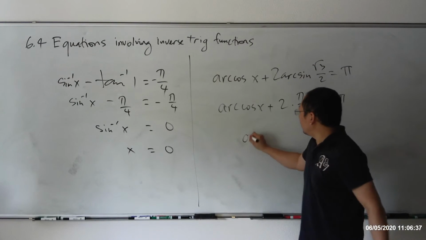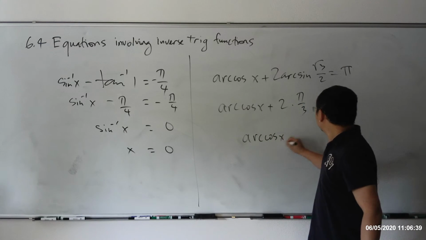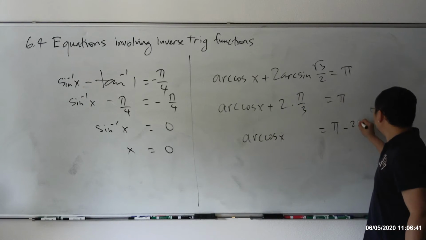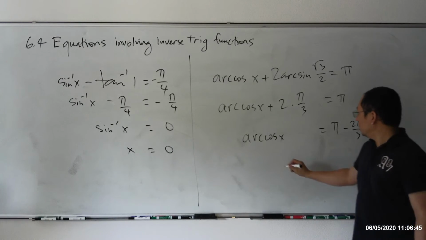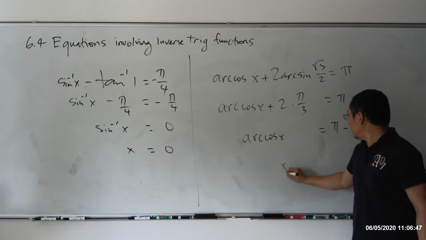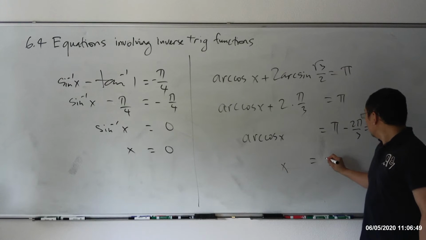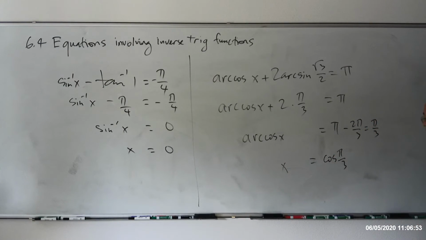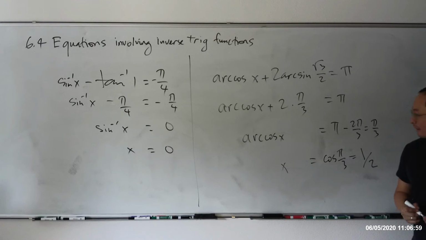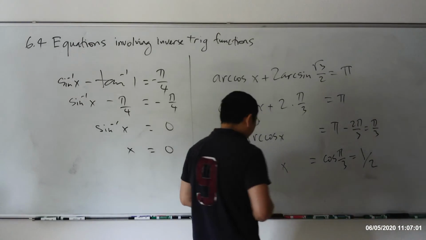So arc cosine of x is equal to pi minus 2 pi over 3, which is equal to pi over 3. And what angle? x equals cosine of pi over 3. And cosine of pi over 3 is 1/2. Okay.